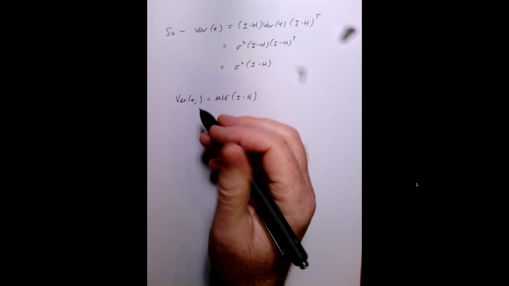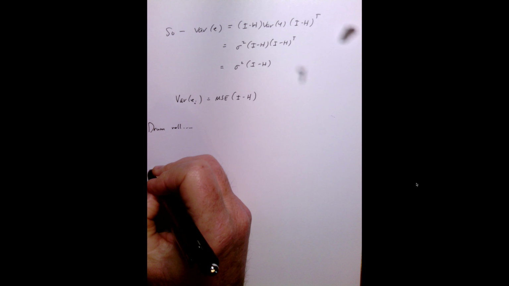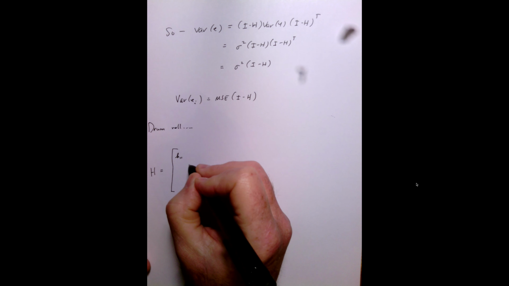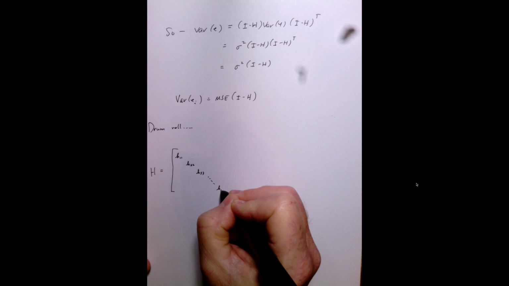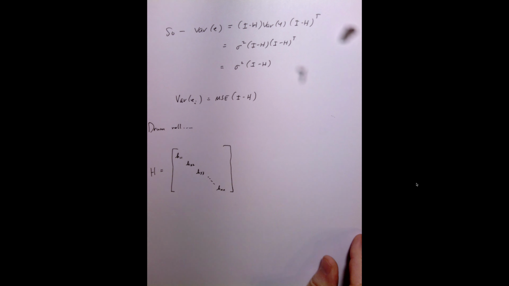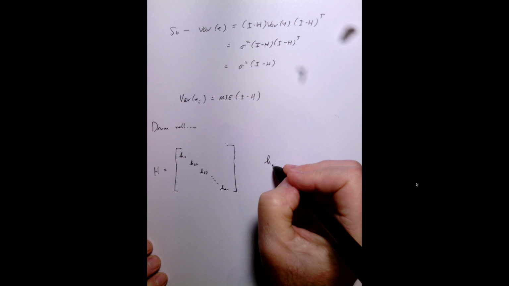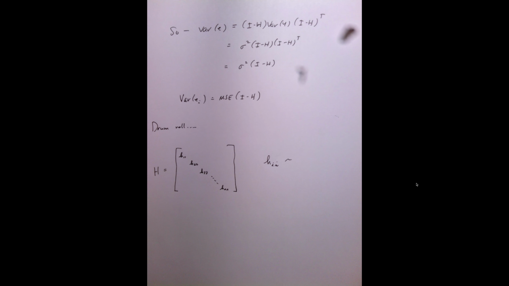Now, drum roll please, all right? Okay. Why are we going through all this? Well, we know that the hat matrix is an extremely large matrix, and we can focus in on these diagonal elements. These diagonal elements turn out to be extremely important to us in model diagnostics. So we can say that h sub ii is the ith diagonal value.